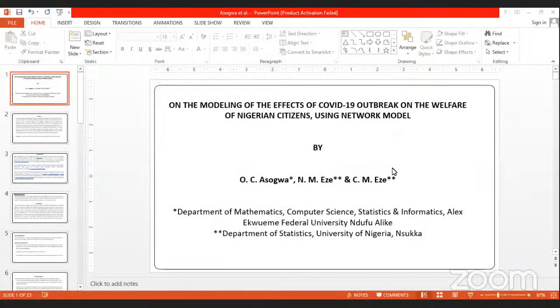I'll be presenting on behalf of my co-authors, NMAZ and CMAZ, both of the University of Nigeria, Nsukka. The title of the research I'm going to present is on the modeling of the effect of COVID-19 outbreak on the welfare of Nigerian citizens. And I'm going to use a neural network approach.